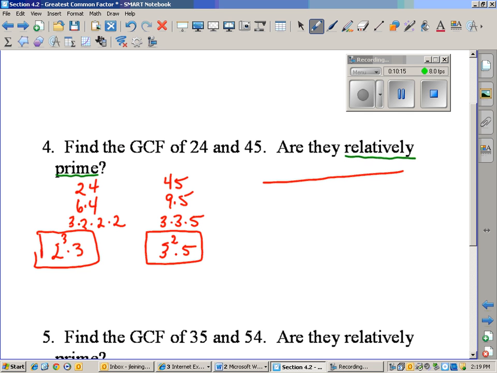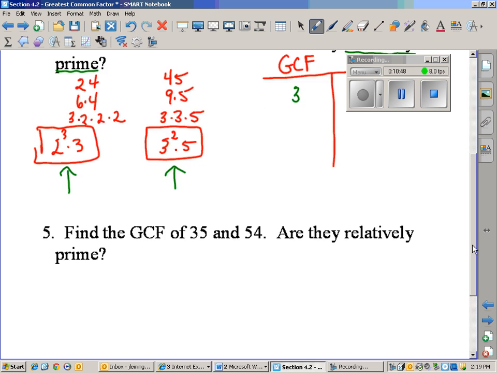We're going to make our T-chart. We're going to write our GCF by looking to see what do they have in common. Well, the only thing I see that they have in common is a 3 to the first power. That's the GCF. So in answer to the question, are they relatively prime? The answer is no. Because if they were relatively prime, they would have nothing in common, and we would say their GCF is the ghostly 1. But that's not the case here.